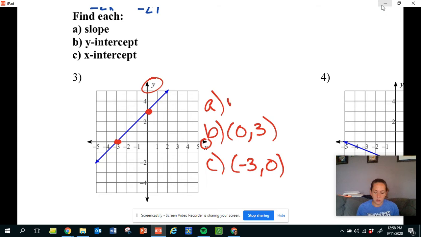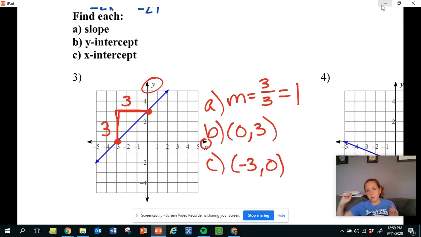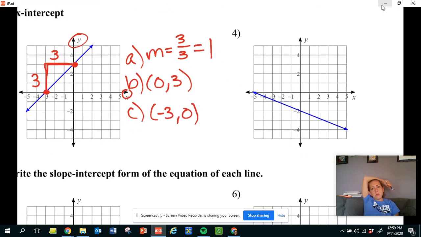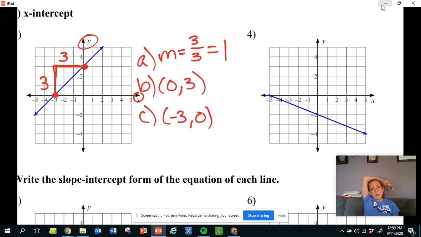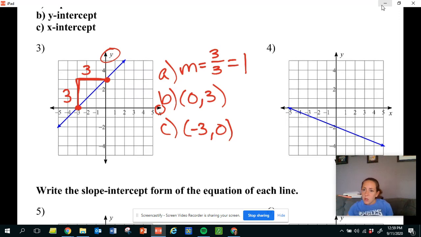So my slope is going to be rise over run. So I went up 3 and over 3, which simplifies down to 1. If you can simplify those, totally do it. Other thing to remember, if your line is going up from left to right, then it is a positive slope. And if it's going down from left to right, like number 4, then it's going to be a negative slope. So just something to remember.